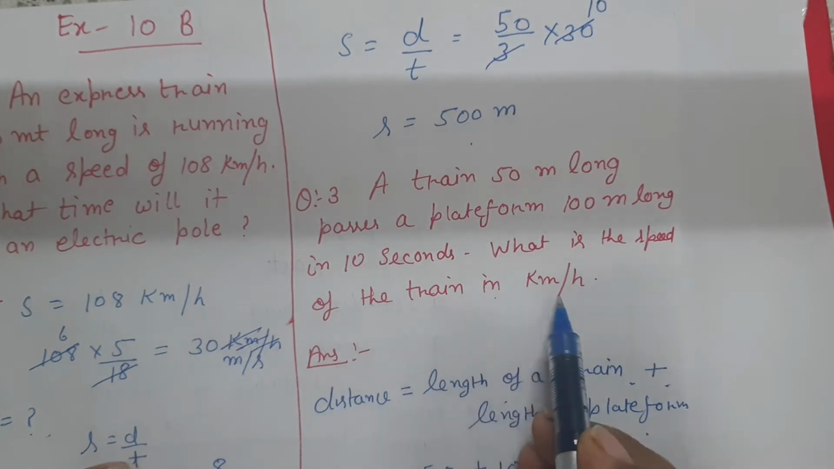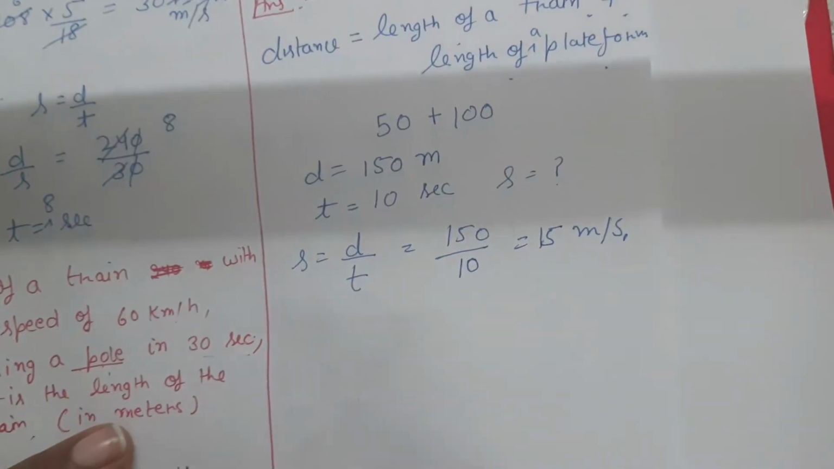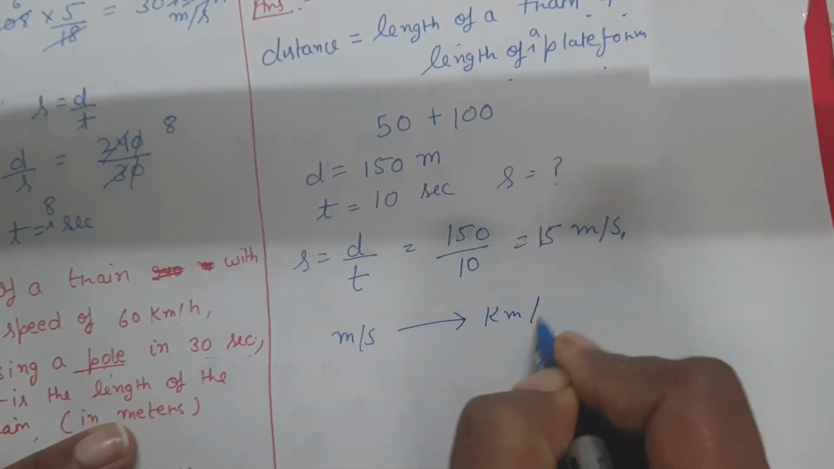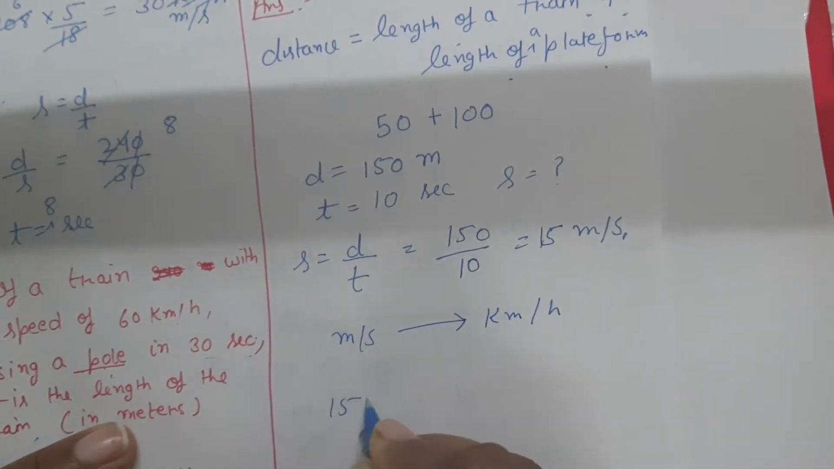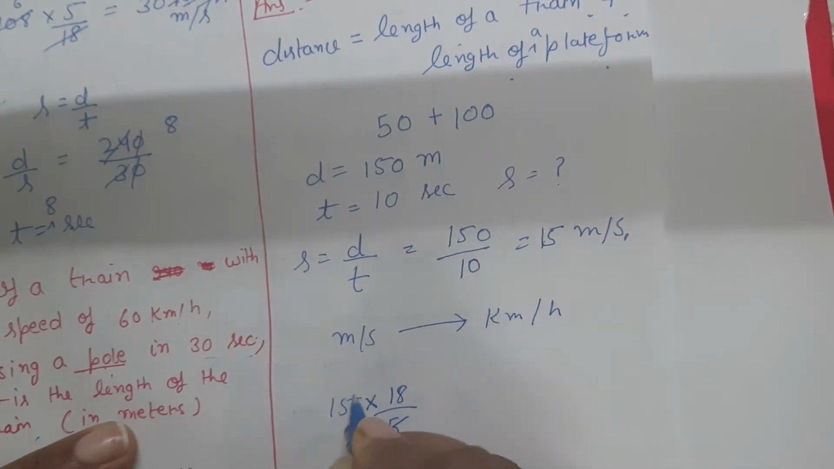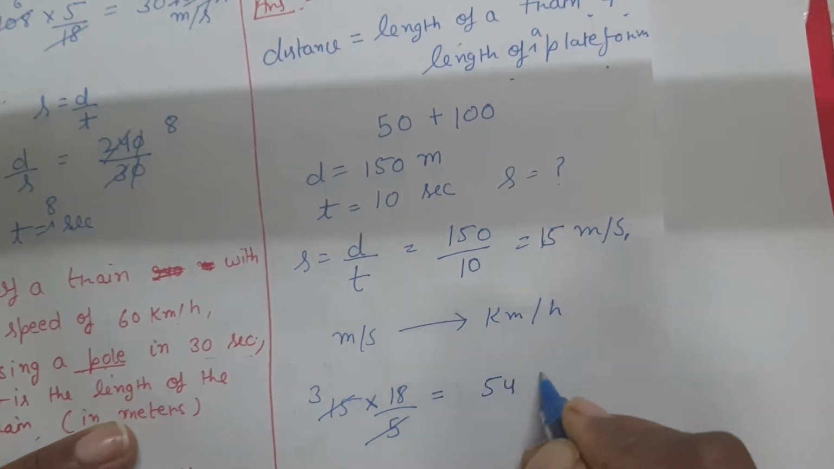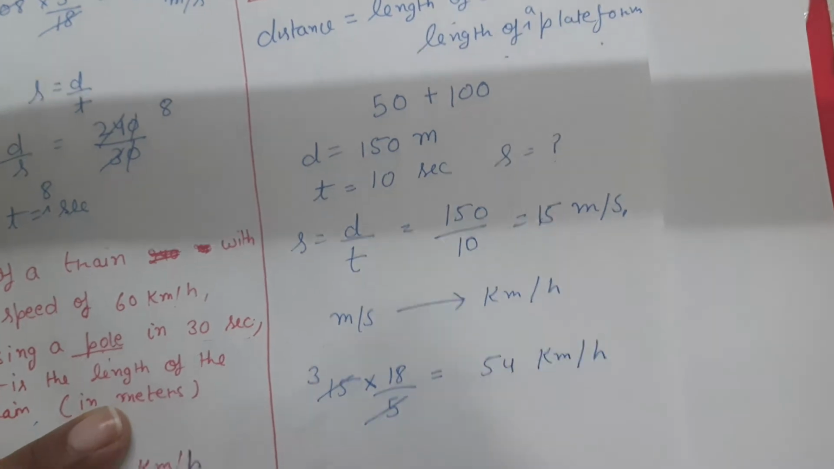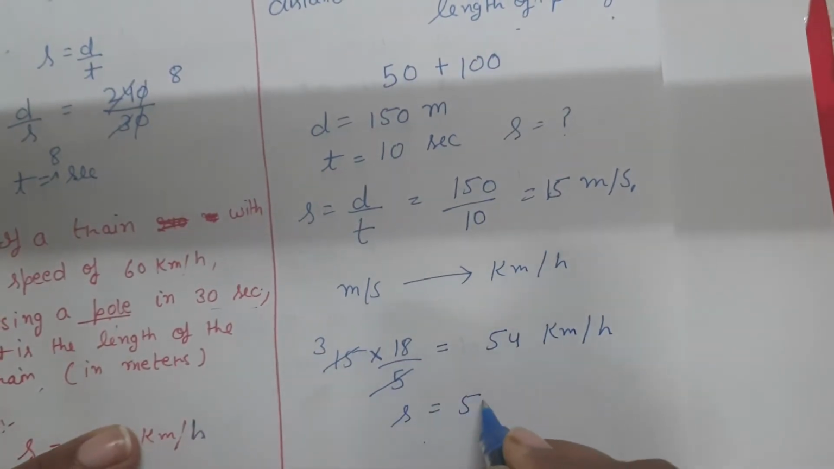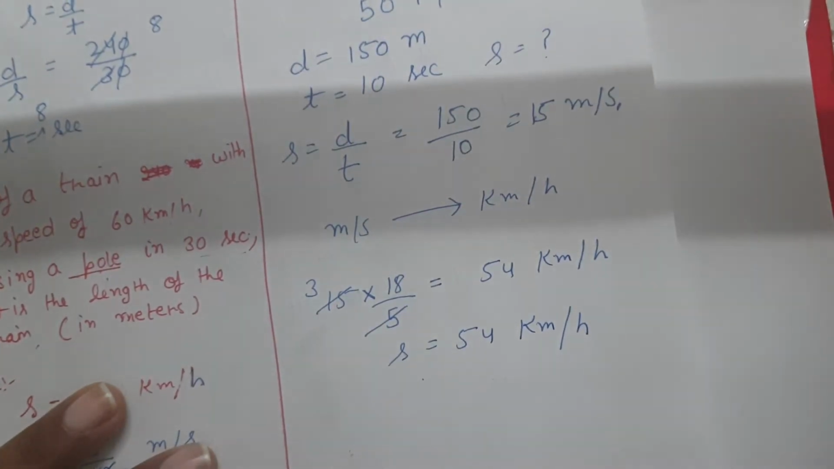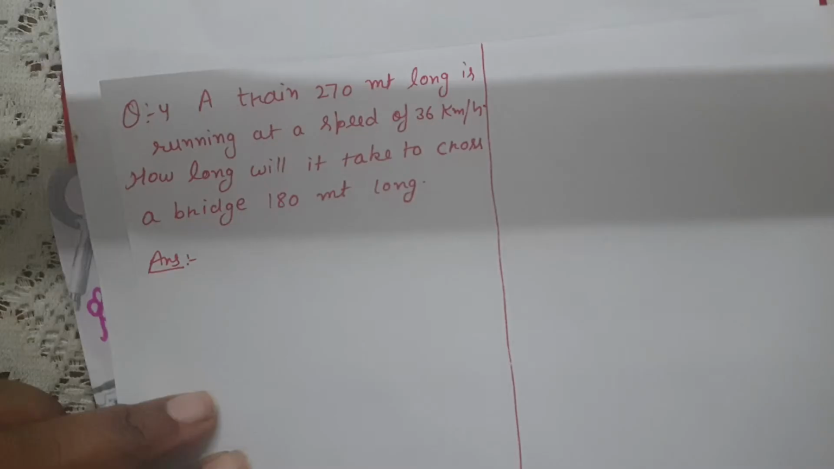But we have to find the speed in kilometer per hour. So now we will convert meter per second to kilometer per hour. So 15 we multiply with 18 upon 5, and 5 3s are 15, and now 18 3s are 54 kilometer per hour. So the speed is 54 kilometer per hour. Like this we will do this type of question.